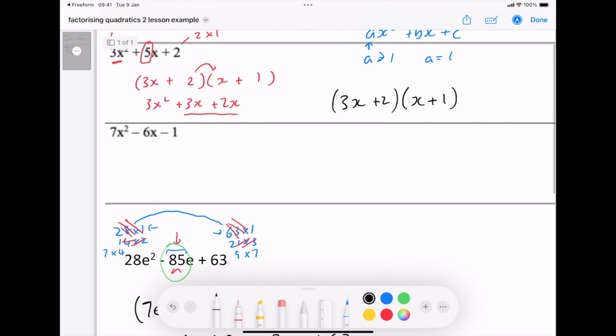There's one left to do here. And what I've done is I've attached the answer scheme for this one below in the description. So please have a go at that one yourself and then check your answer.